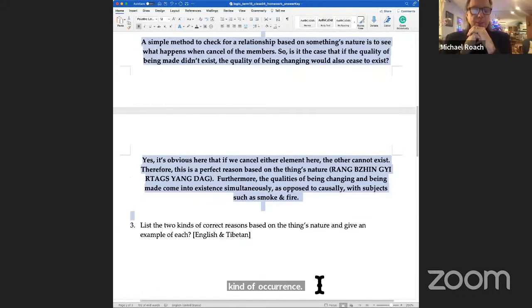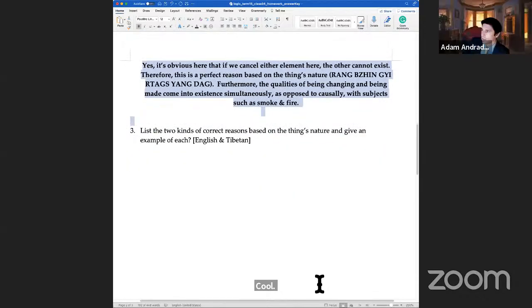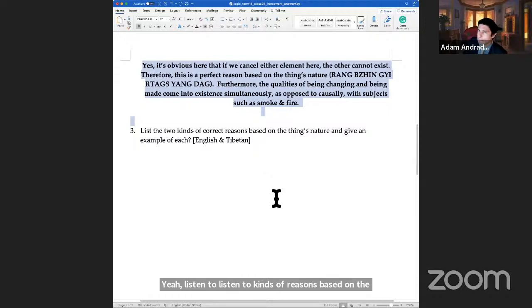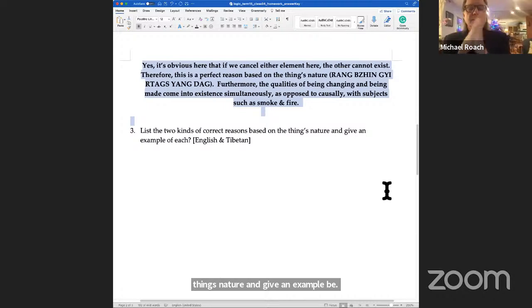All right then. List the two kinds of correct reasons based on the thing's nature and give an example of each. Ooh, that's a good one for this class.